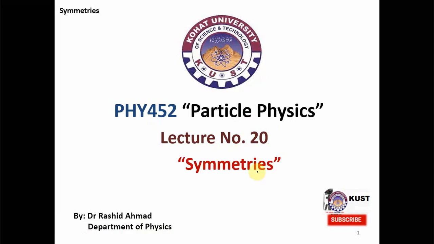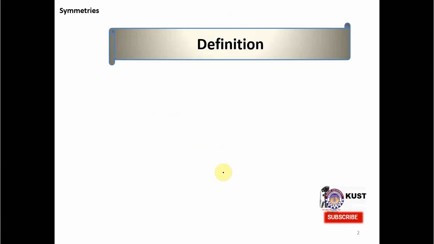The topic is symmetries. Symmetries play a very important role in physics in general and in particle physics in particular. It helped physicists to discover so many new laws of nature. It is often said that physics is the study of symmetries. In today's lecture, we will first give the definition of a symmetry, and then we'll give its different properties, and then we'll give its importance and examples in particle physics. So let's start with the definition of a symmetry.